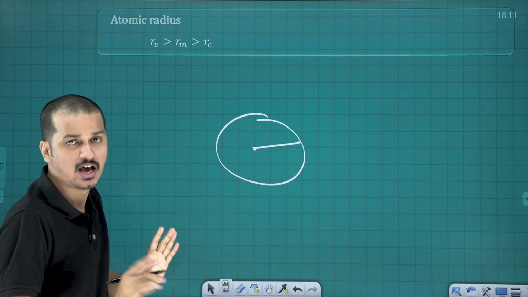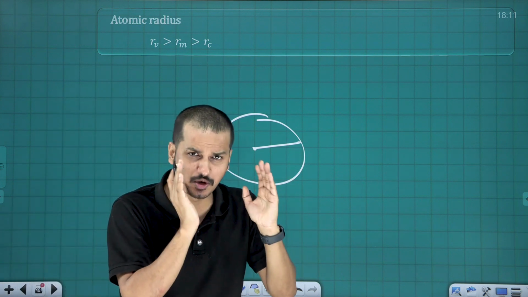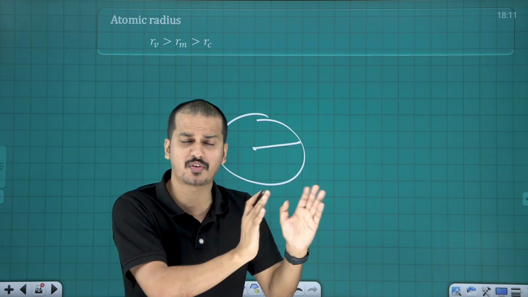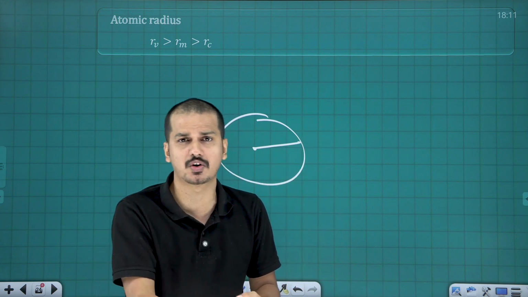That idea you know, and how it varies generally from left to right. Along a period, once we go from left to right, atomic size decreases because of the increase in effective nuclear charge.